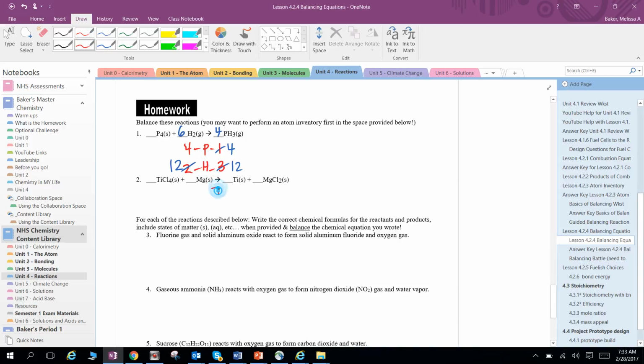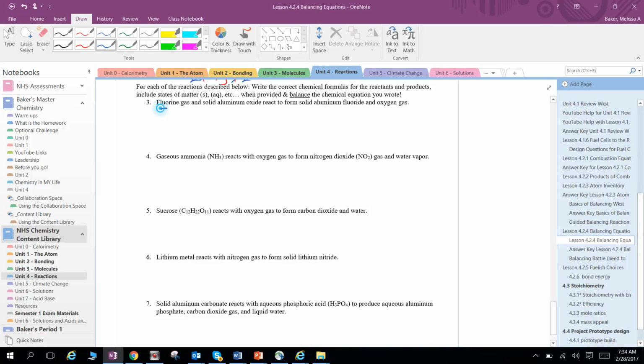Number 2, we've got titanium, chlorine, and magnesium. There's 1 titanium on each side, 4 chlorines on the left and 2 on the right, and 1 magnesium on each side. So I know I'm going to need a 2 in front of my MgCl2 to get my chlorines into balance, which throws my magnesiums out of balance, which means on the left side I'm going to have to add a 2 in front so that now everything balances.